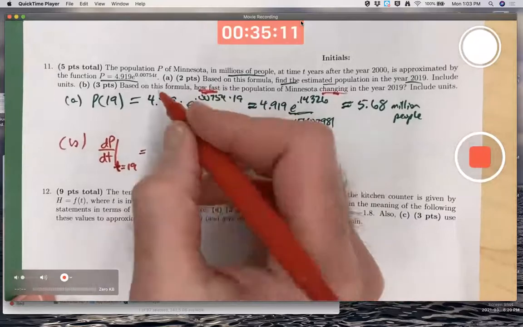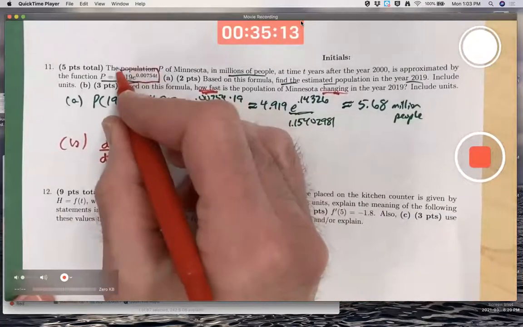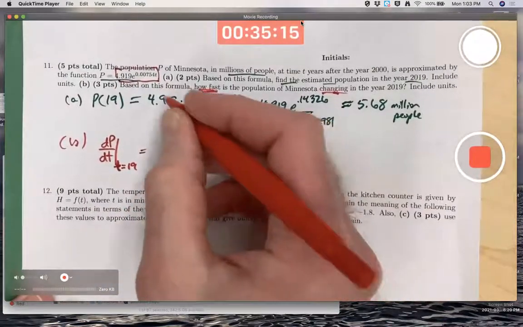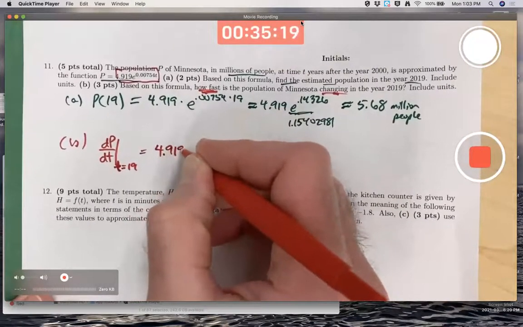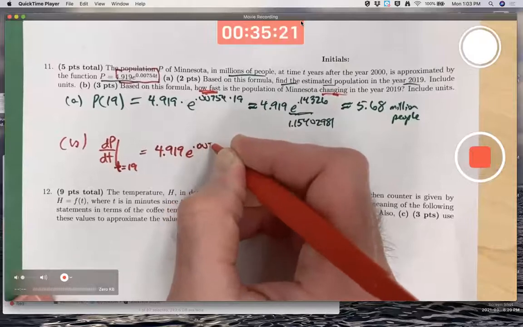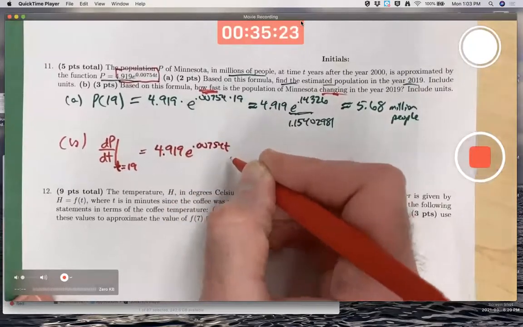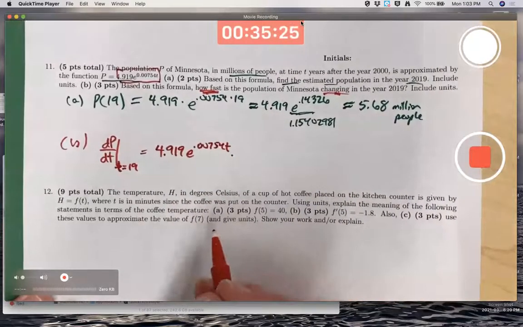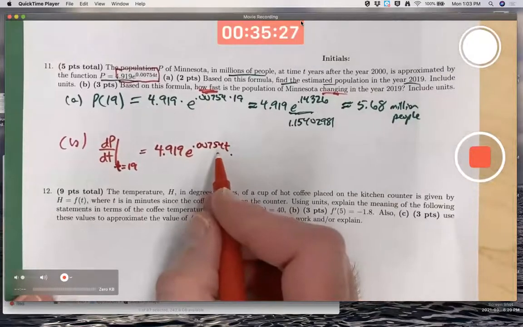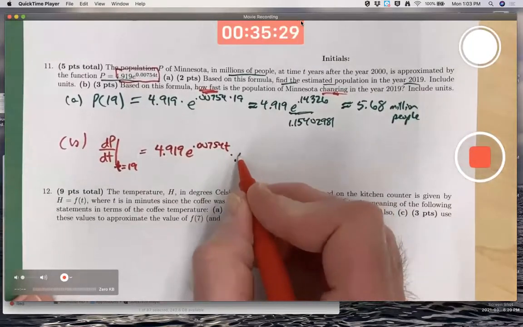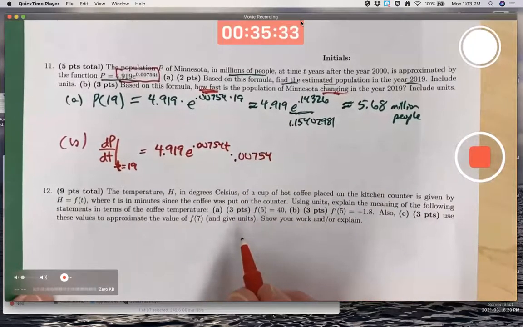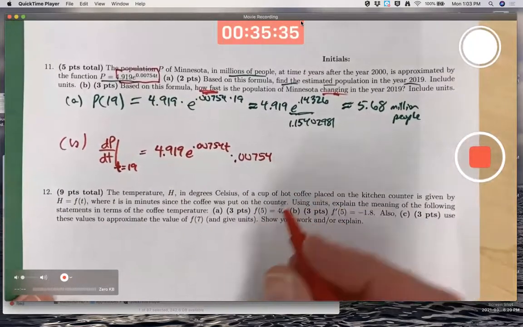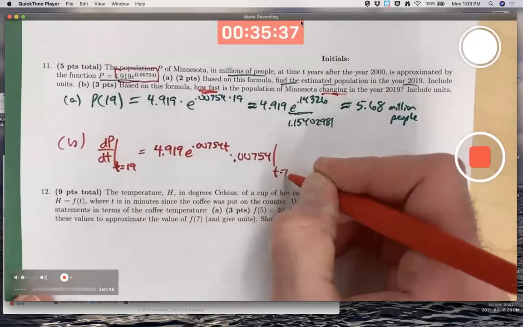To differentiate this, you know how to differentiate that. Just use the chain rule. I'd get the constant times e to the same power. But then that's the inside function for the chain rule, 0.00754t. I need to multiply times the derivative of that inside function. That's the chain rule. Evaluated at t equals 19.